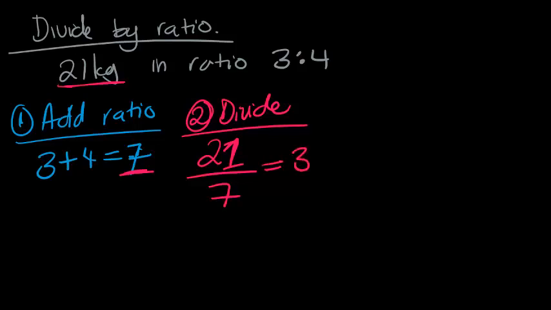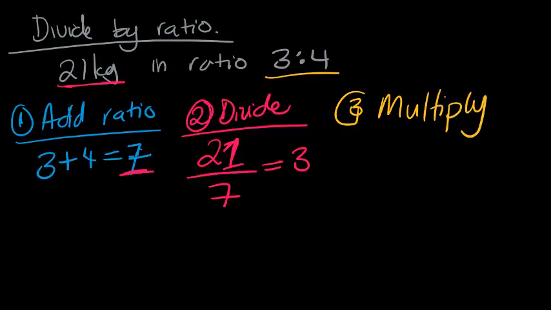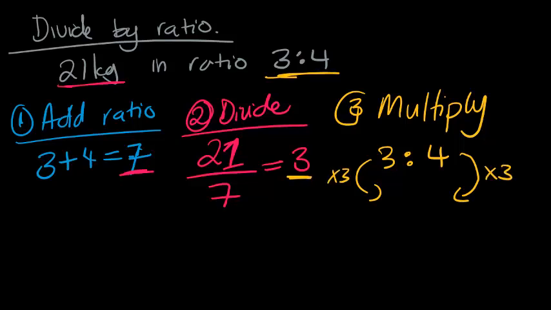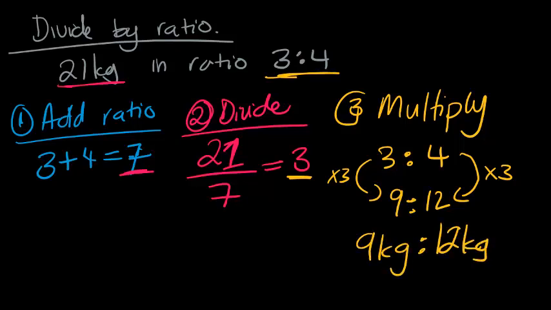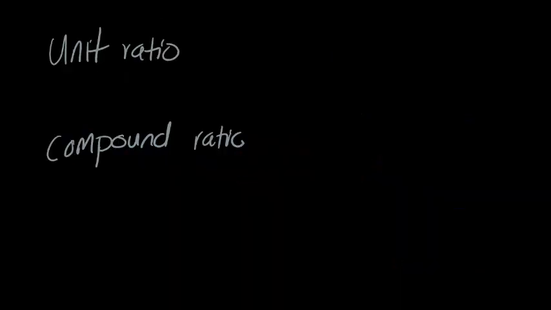Okay, and then my third step is I am going to multiply. I'm going to start with my original ratio over here, so it's 3 is to 4. And I'm going to multiply both sides by this 3 over here. So 3 times 3 is 9, and 4 times 3 is 12. So each person gets 9 kilograms to 12 kilograms. Please remember your units.